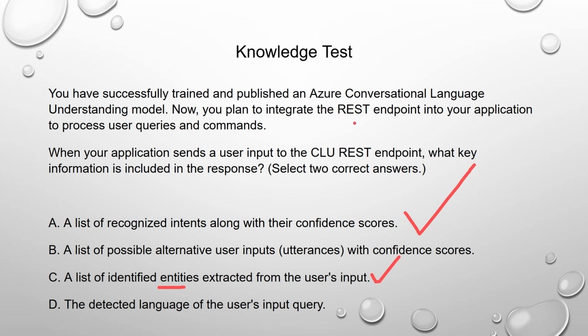Although they talk about calling the REST endpoint, here in this user interface, we are indirectly calling the REST endpoint of our deployed model. So both outputs will be similar. So here the correct answer is we'll get a list of recognized intents along with the confidence score and a list of identified entities with the confidence score. So that is the output of a CLU model.